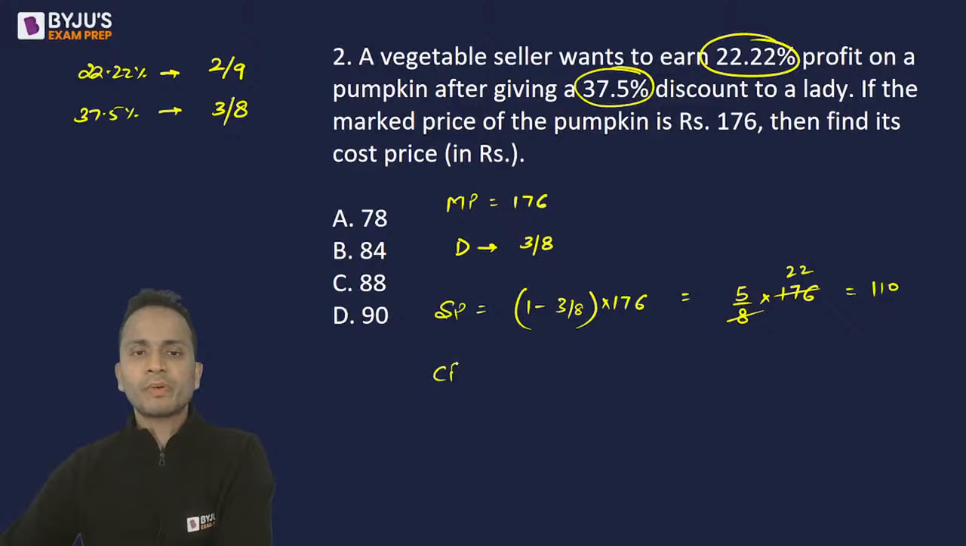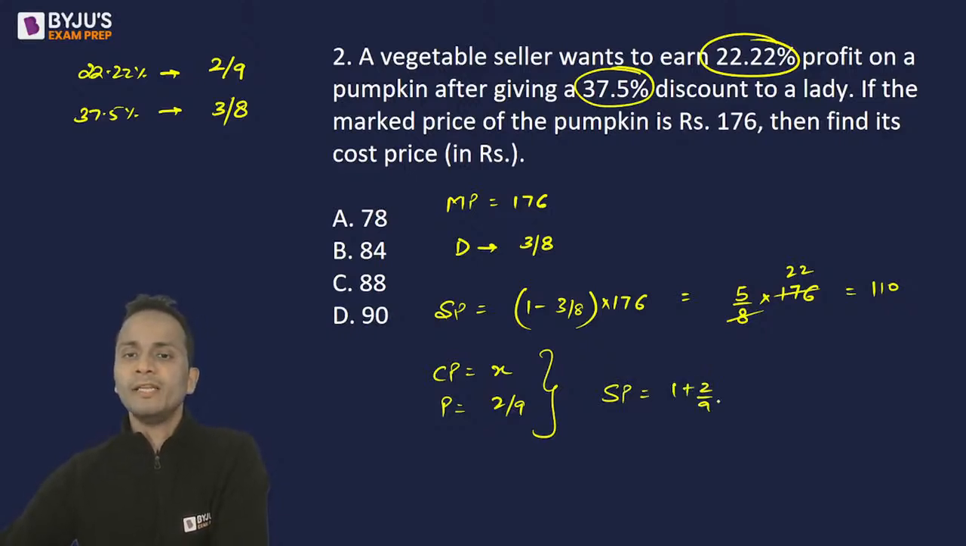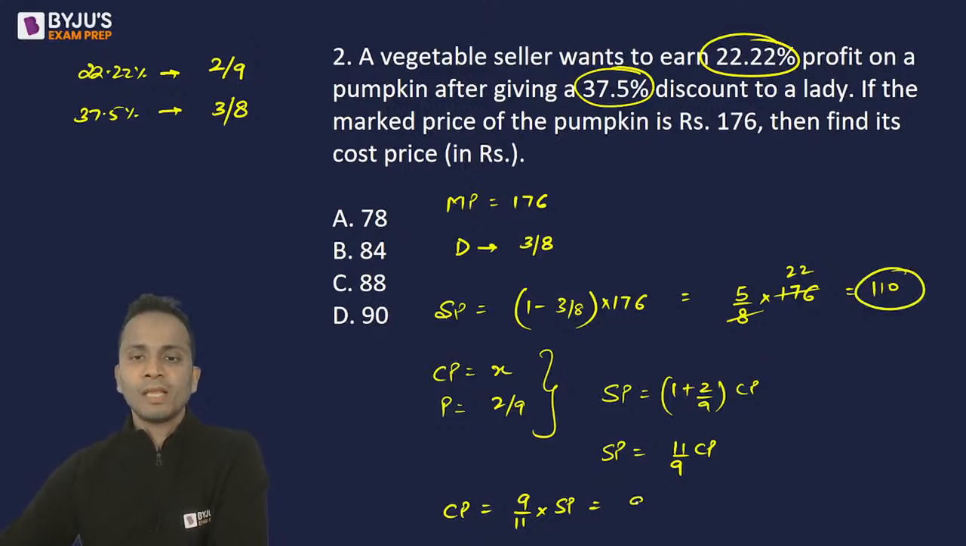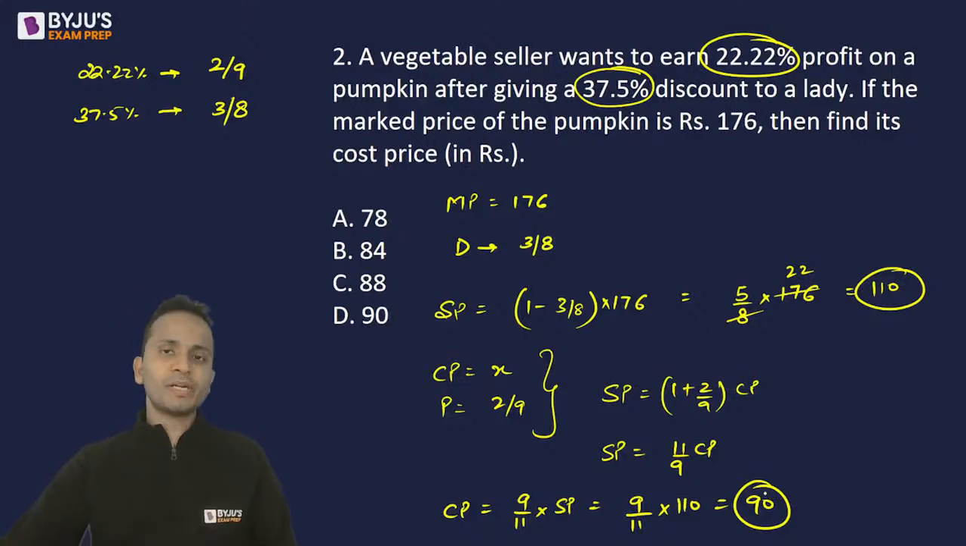Now, if I assume the cost price as X, which I have to find out, and apply a profit of 22.22 percent, which is 2 by 9, then combining these two, I can say that the selling price can be written as 1 plus 2 by 9 times the cost price. So that is 11 upon 9 times the cost price. Since we have to calculate the cost price, the cost price can be written as 9 by 11 of the selling price. The selling price is already calculated as 110, so I substitute it. 9 by 11 times 110 will be equal to 90. So the cost price of this pumpkin will be 90 rupees, and the correct answer is option D. So option D is the correct answer for question number 2.